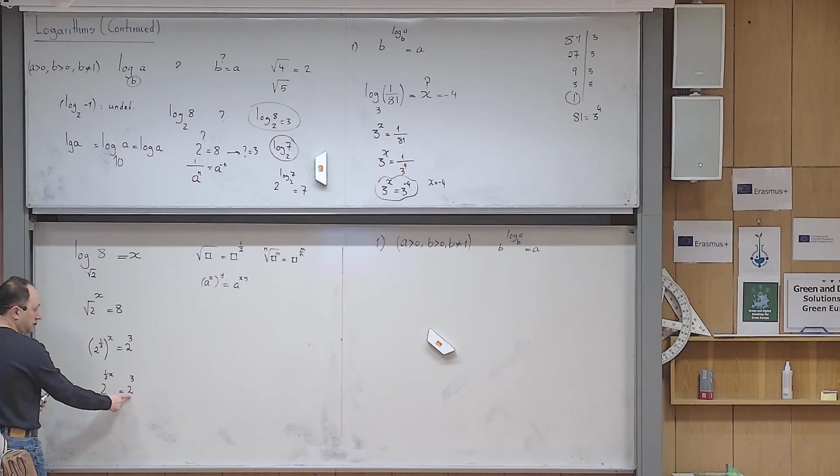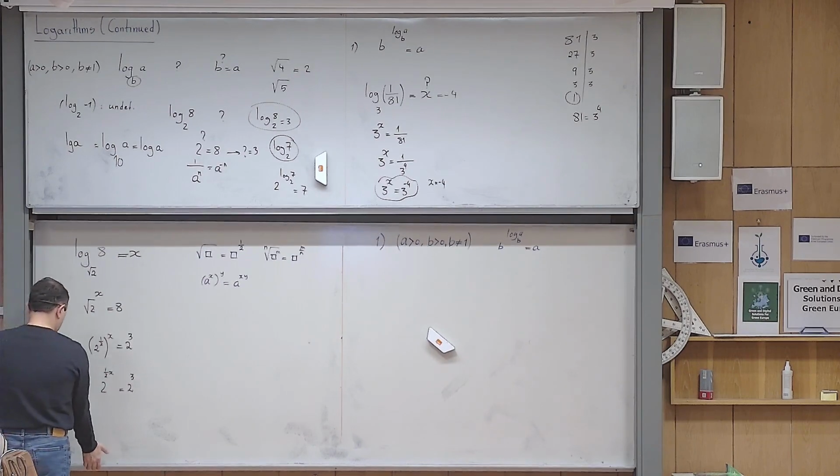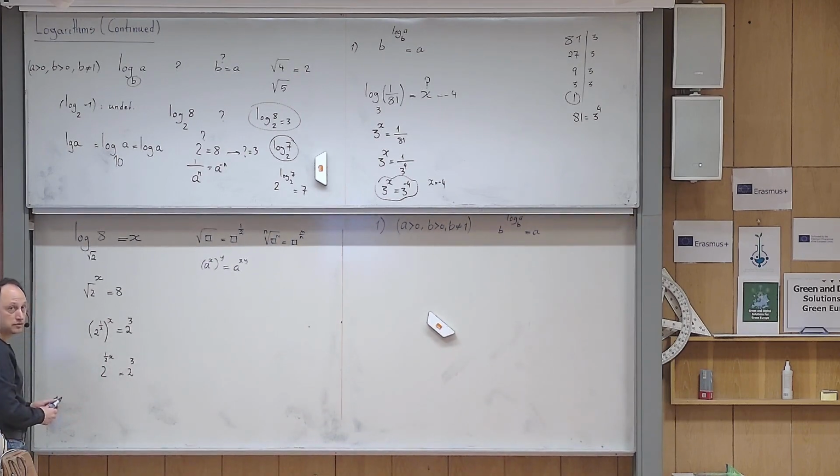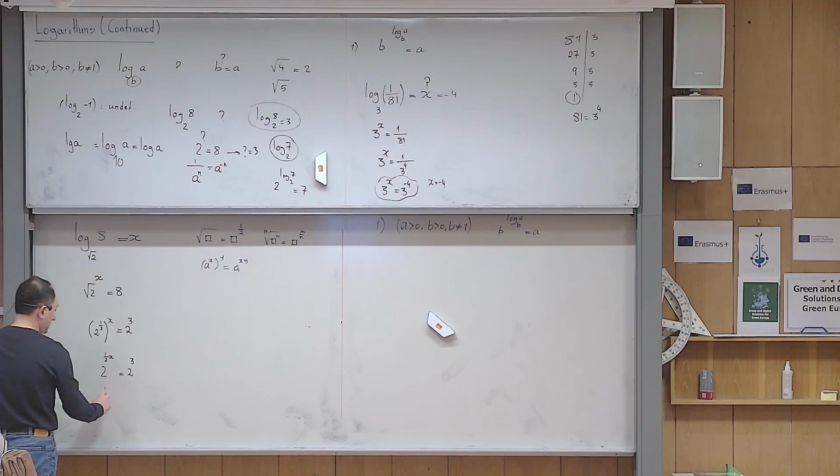The right hand side is also a power of 2. They are supposed to be equal. So there is only one way for making them equal, and that is to make the exponent of the left equal to the exponent of the right. Is that understandable? Yes or no? Okay, so this means that 1/2 x should be 3.